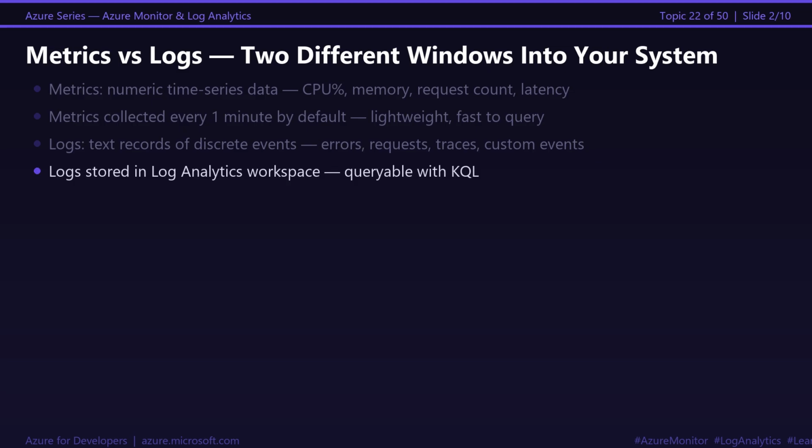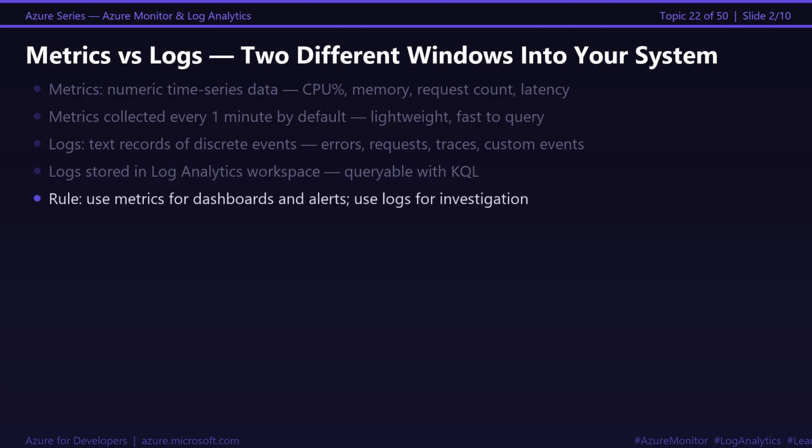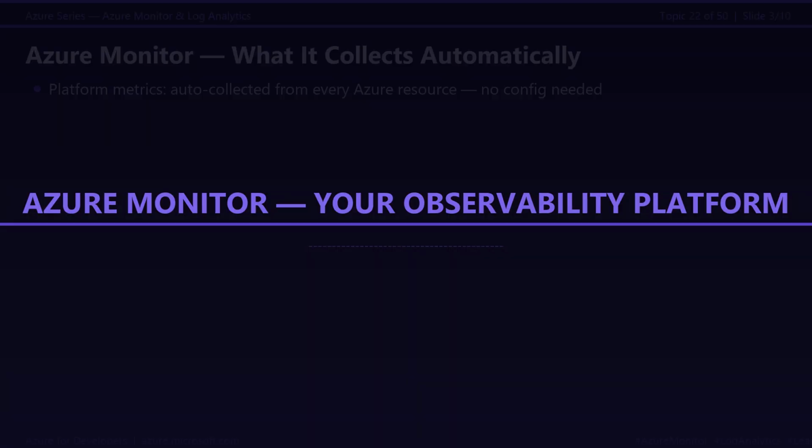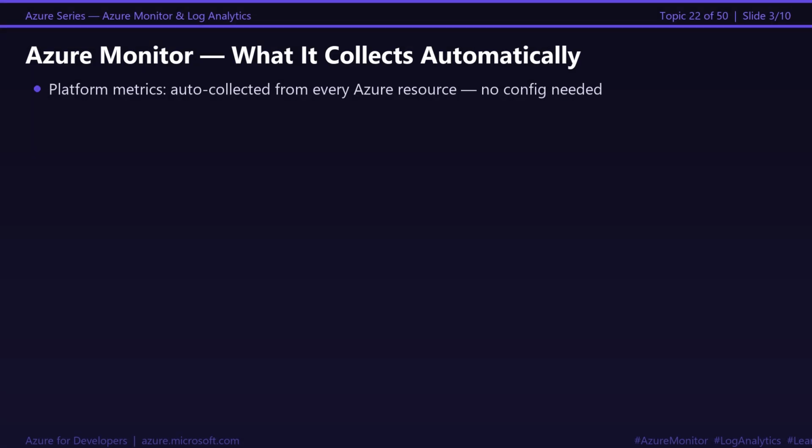The best thing about Azure Monitor is what it does without any configuration. The moment you create an Azure resource, a VM, a database, an app service, Azure Monitor starts collecting platform metrics automatically. CPU, memory, network in, network out, disk ops. No agent. No SDK. No setup. Just there.